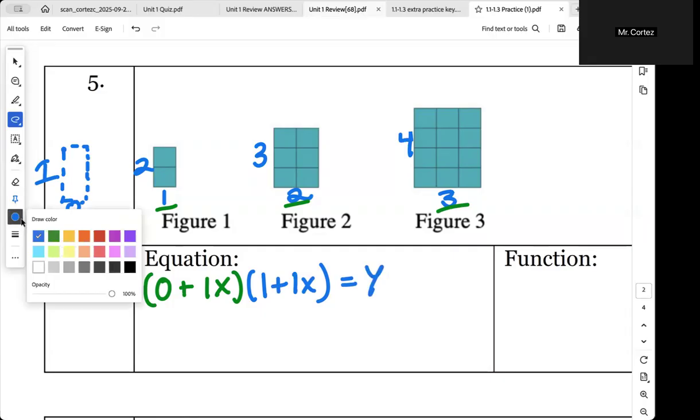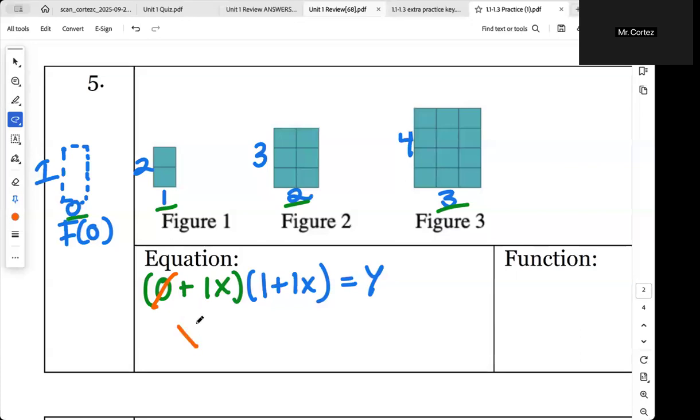And I didn't quite clean up the last few, so allow me to do that here in orange. You can get away with just saying this is x times x plus 1. Definitely quadratic. Shout out to those that distributed this.